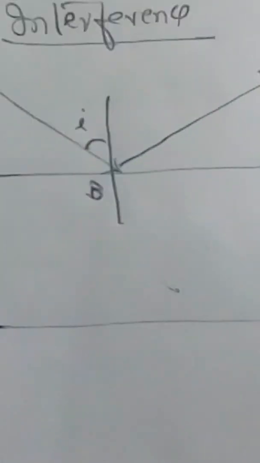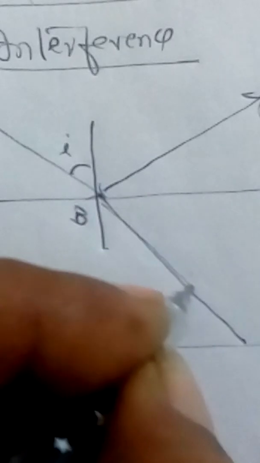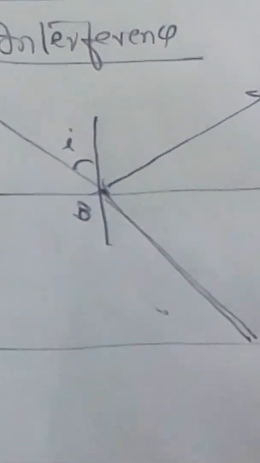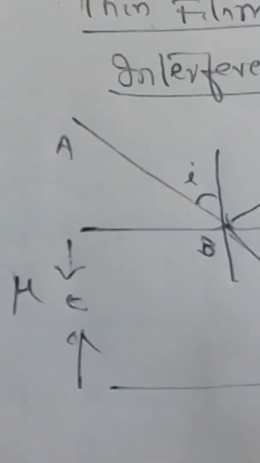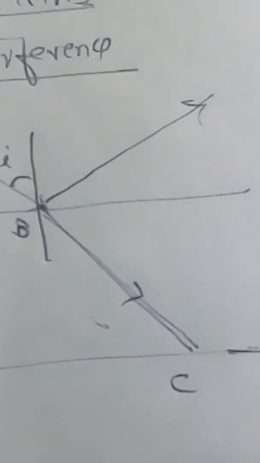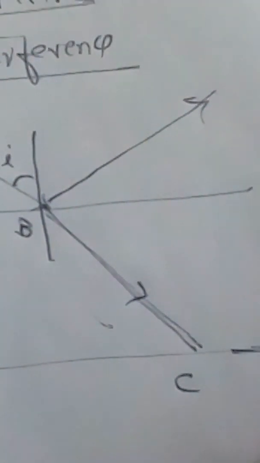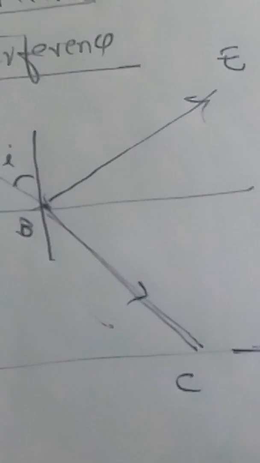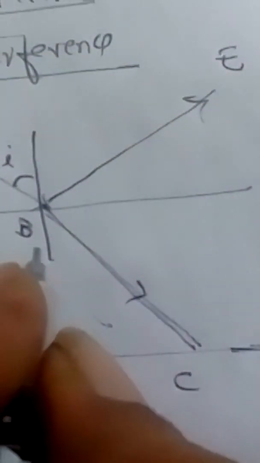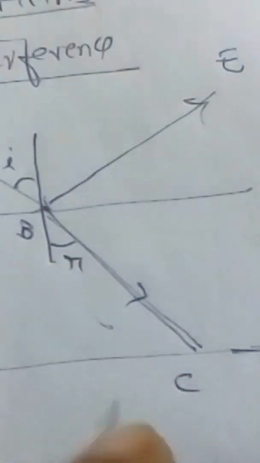Now from here this ray, part is reflected like this and part is transmitted like this into inside of the film, BC. So AB is the incident ray, BC is the transmitted ray, and BE is the reflected ray from the upper surface. Now this will become the angle of refraction.